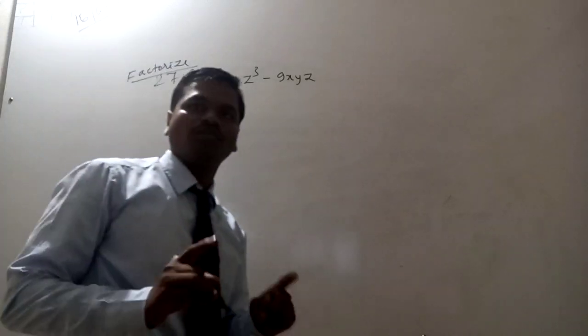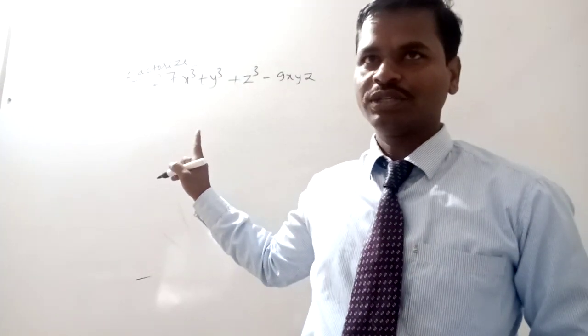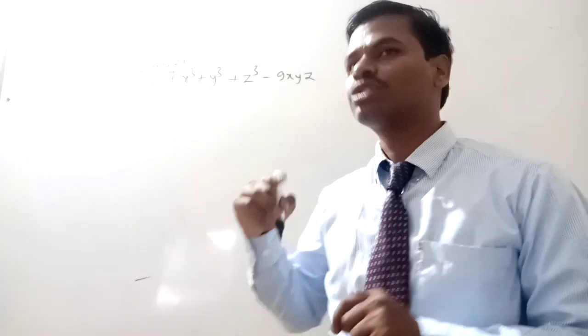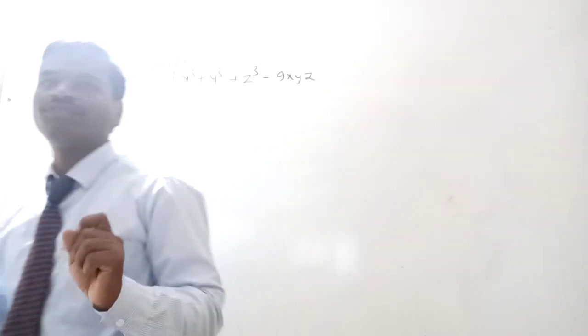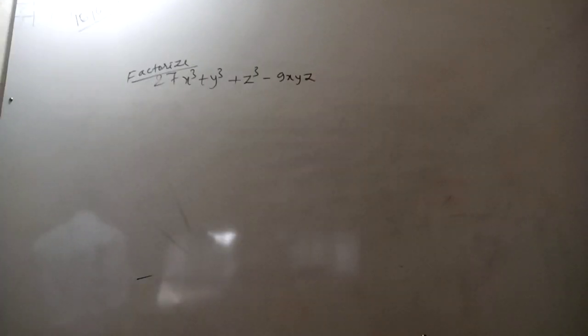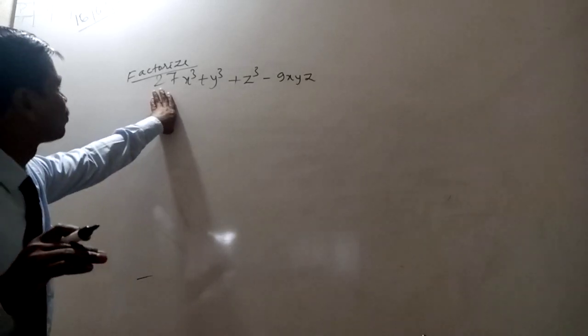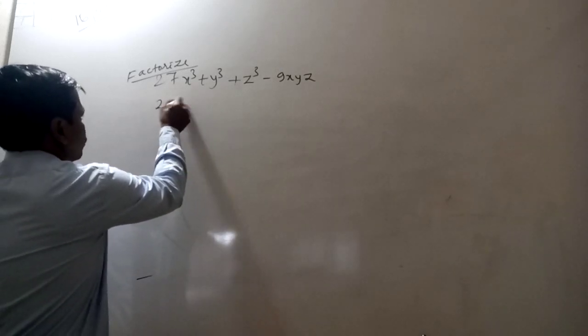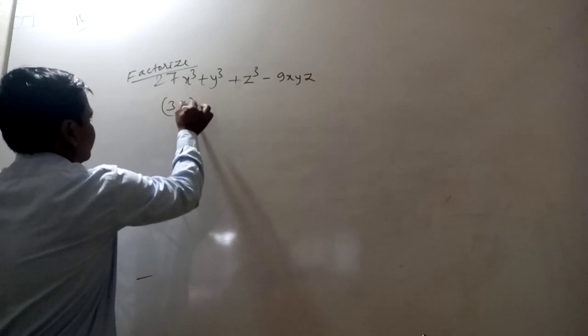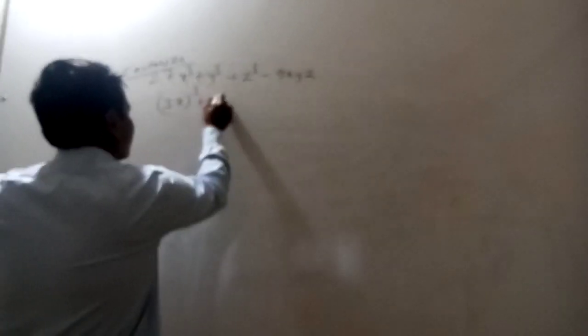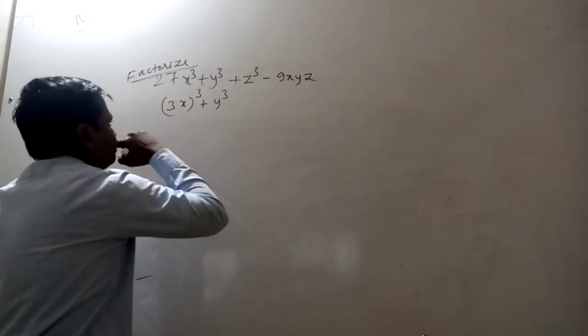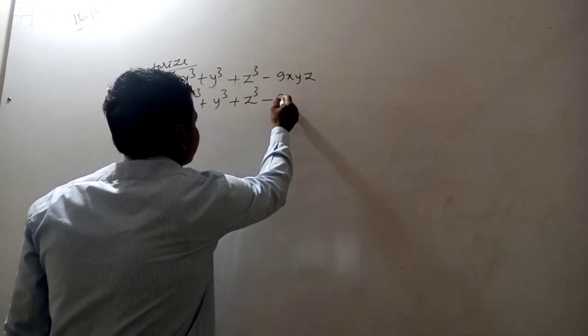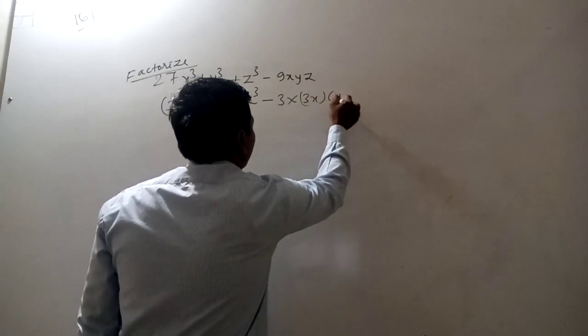Here we should convert it to the standard form first. For which standard form can we convert this one? We should convert it to the standard form, then use the suitable correct formula. Now what is here? It is of the form 27, we can write this as 27 is a cube of 3. 3x whole cube plus y cube plus z cube minus 3 into 3x into y into z.